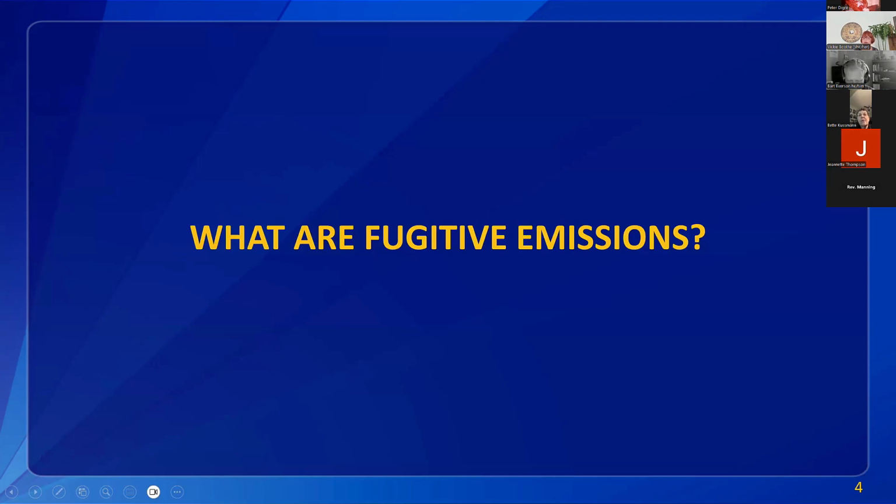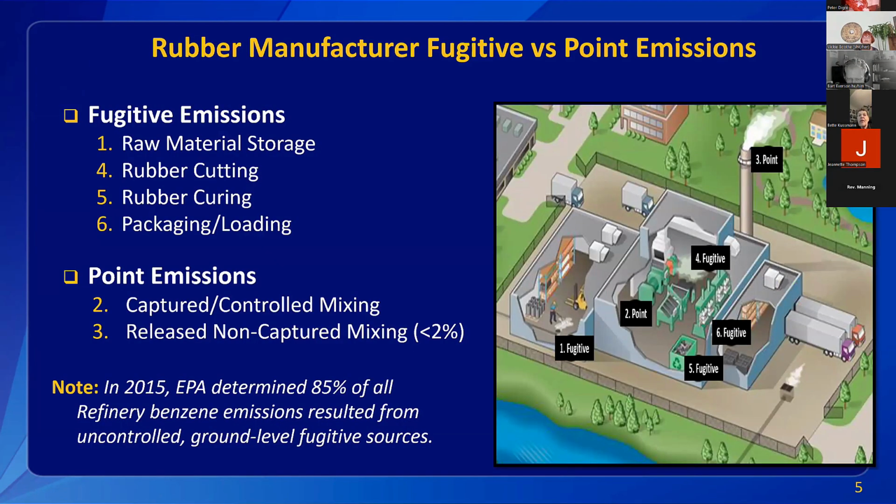So that brings up the question of what are fugitive emissions. And I have this diagram. It's of an example rubber manufacturing facility. And you can see here's the facility fence line. In this case, the raw materials, which include catalysts, chemicals, and raw feedstock, are brought in by trucks, and it's moved to the storage area.